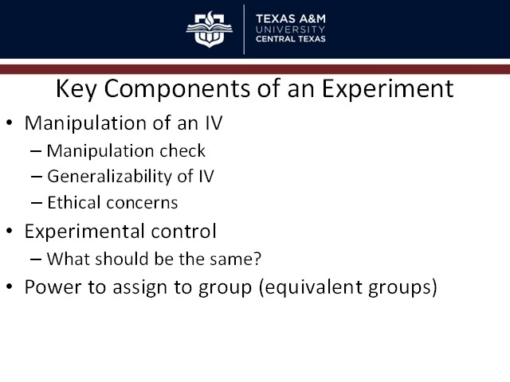Third thing, so manipulation of the IV, experimental control. Third thing is power to assign to groups. So the experimenter must be able to and must take responsibility for assigning people to which group or which level of the independent variable they go in. And you do that with the ultimate goal of establishing equivalent groups, right?